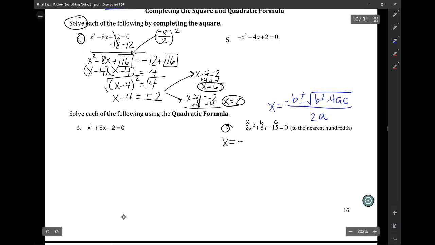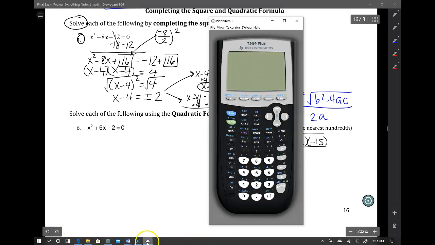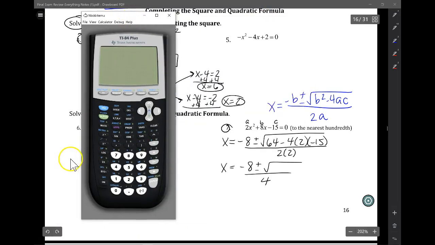x equals negative b plus or minus the square root of b squared, so 8 squared, which is 64, minus 4ac, all over 2a. And then I clean it up. And then that number underneath the radical, that's what I'm going to type in my calculator, but without the square root sign. So let me go to my home screen.